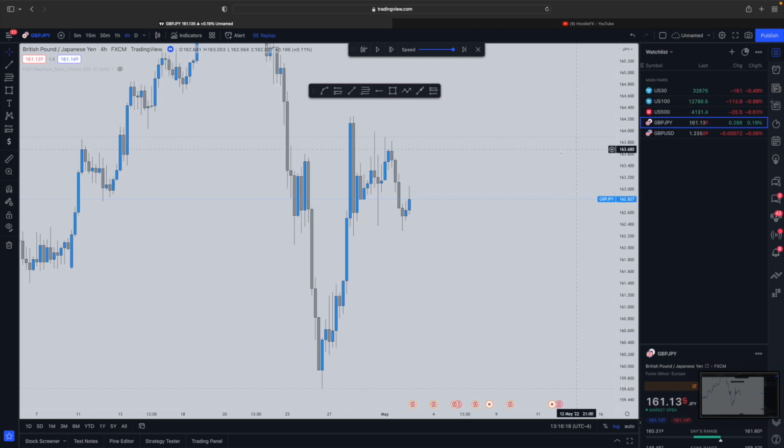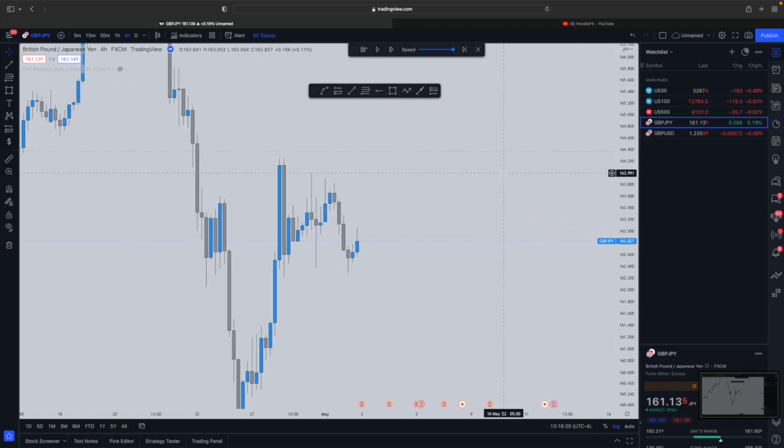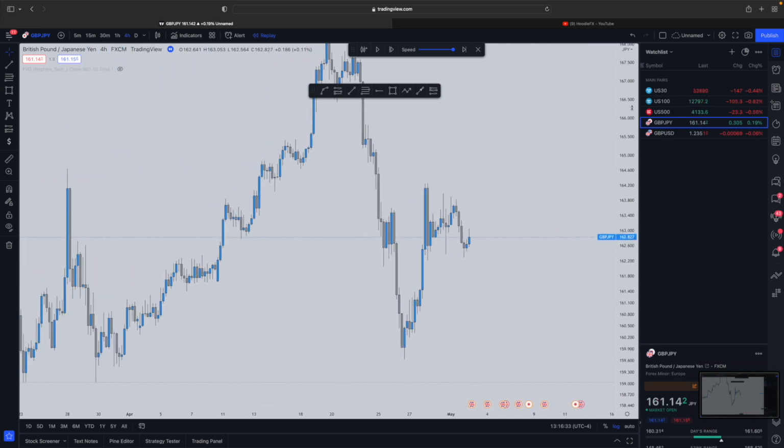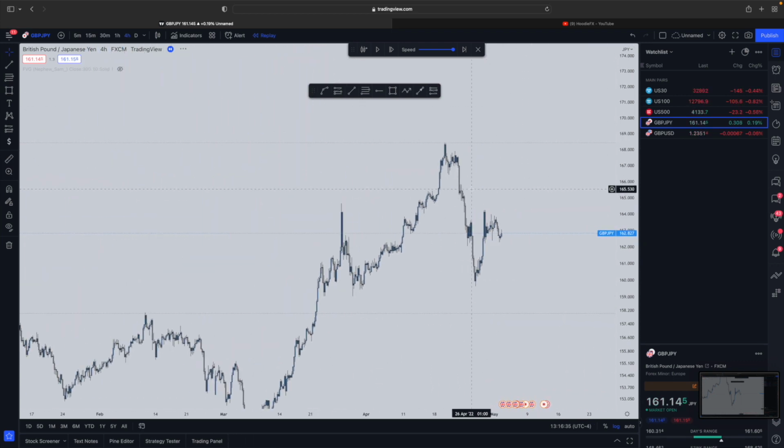So basically, the first thing I seen with GJ, and I used the replay tool to go back in time. I'm gonna show you guys a screenshot of me sending it out before it happened, so you can see the before and after. But basically, what I seen with GJ was that it was a little short-term bearish right now.